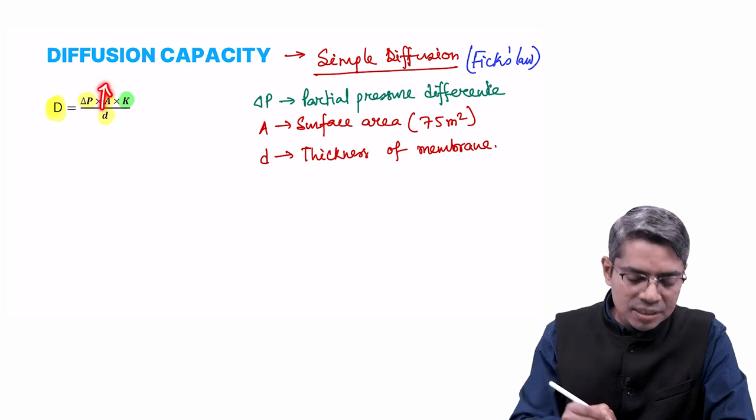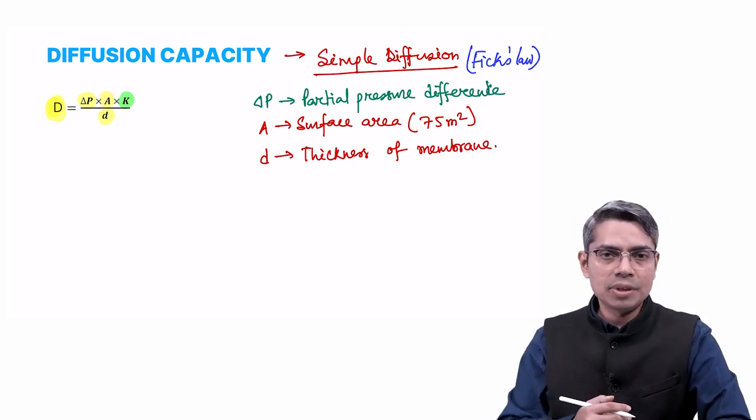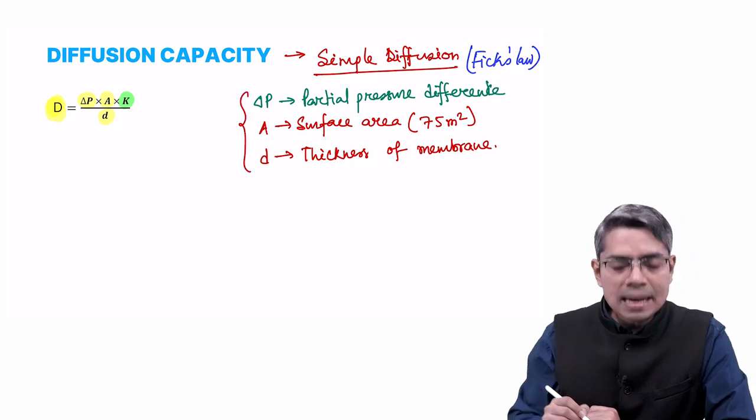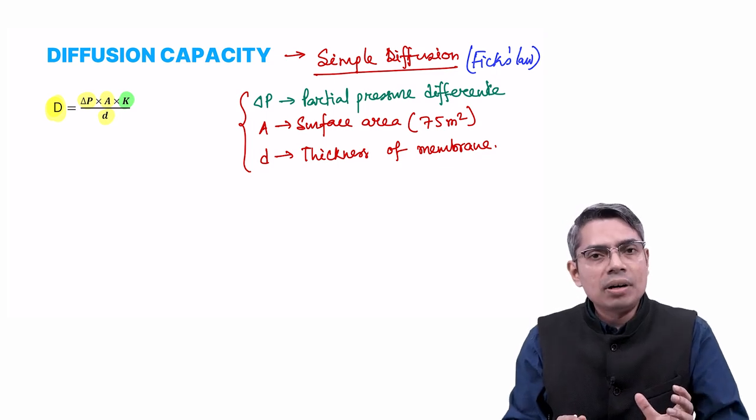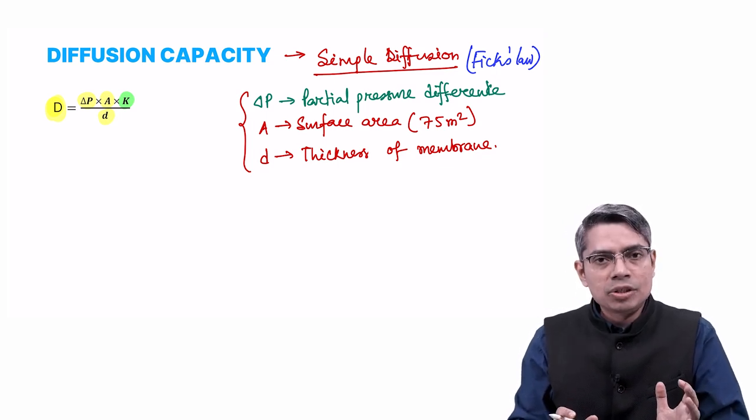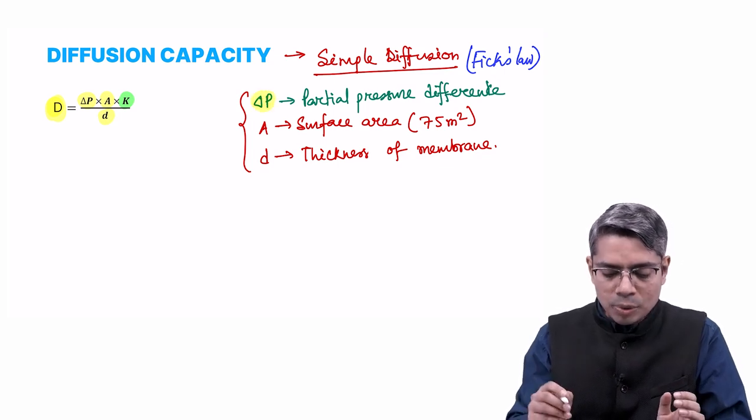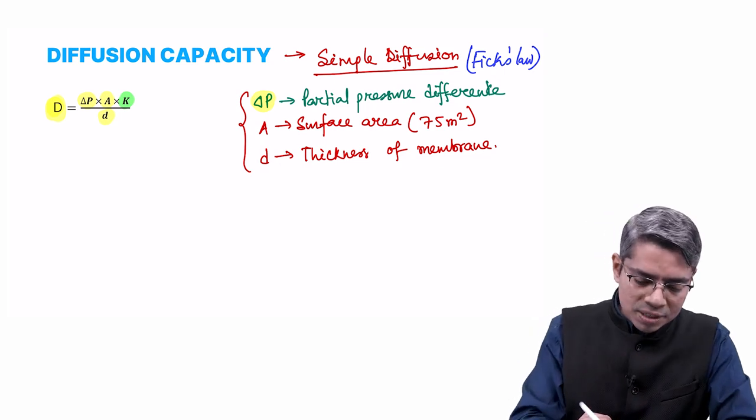If the surface area is increased, then also the diffusion capacity will increase. So if I ask you, among all these three parameters, delta P, A or D, which one is the most important parameter for diffusion? The delta P is the most important parameter for diffusion. So what is delta P?